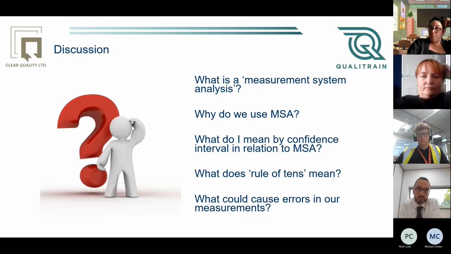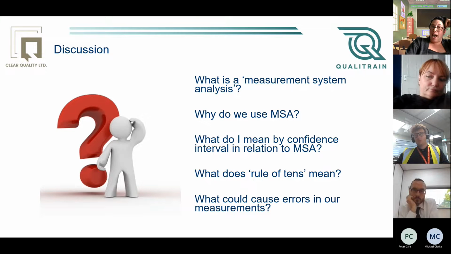Yep. Brilliant. Okay, I'm just going to do a really simplified summary of those questions. A measurement system analysis is used to identify and analyze the accuracy and precision of a measurement system. It's not of the screw, it's of the system that you're using to measure that screw. And it's to validate the measurement system and confirm that your data is reliable so that you can make decisions based on trusted and reliable data.